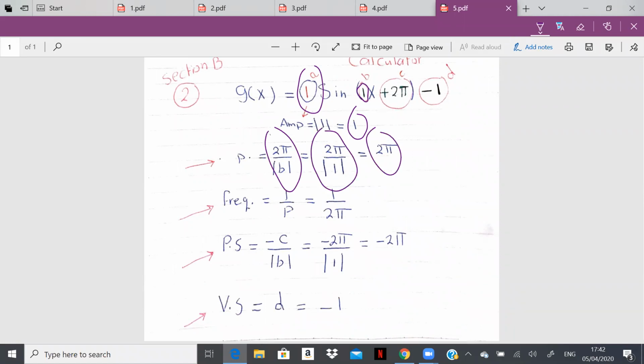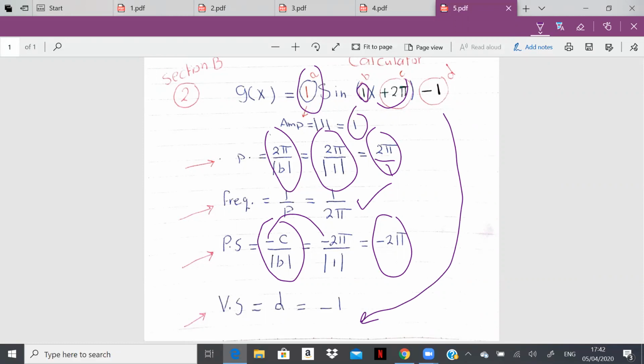The frequency is always the reciprocal of the period, so the reciprocal of 2 pi over 1 is 1 over 2 pi. Phase shift, you are going to use your rule, negative C, and in the value it's 2 pi. So negative C, it's for the rule, and this one is 2 pi positive, divided by absolute value of 1, equals negative 2 pi. That's it? Yeah, that's it. The vertical shift, the final one, equals D. Take it as it is and put it. That's it. And thank you very much.